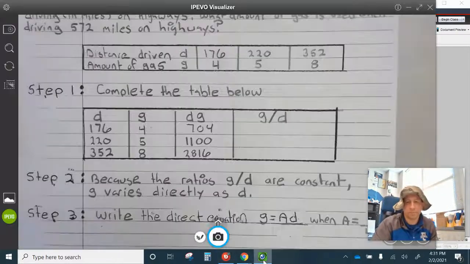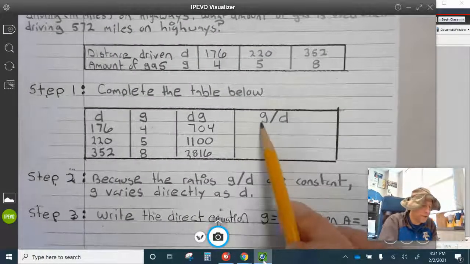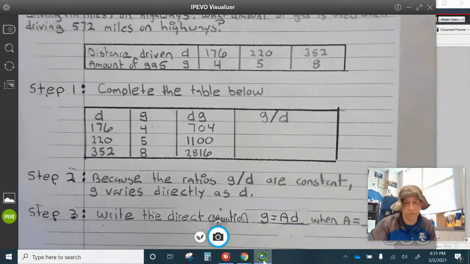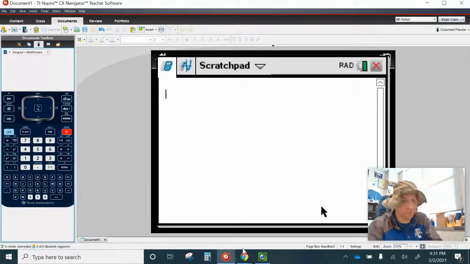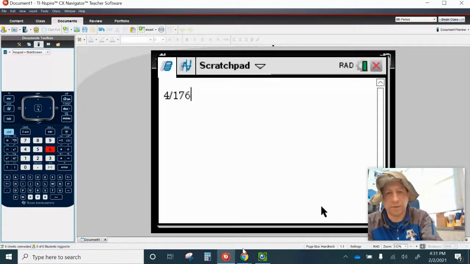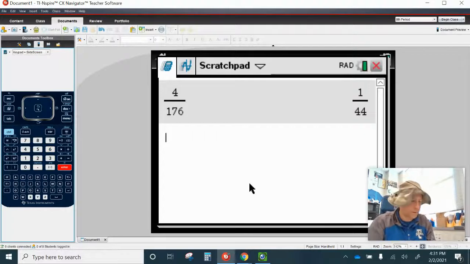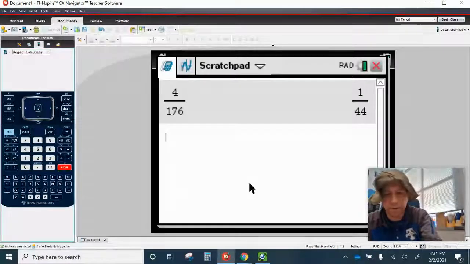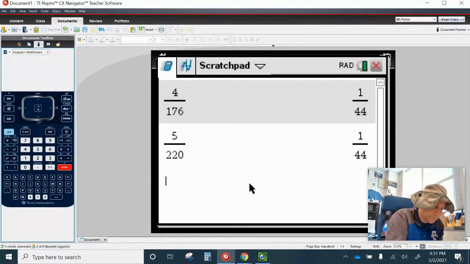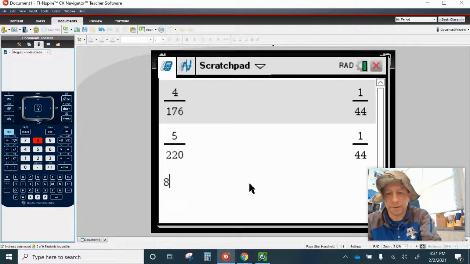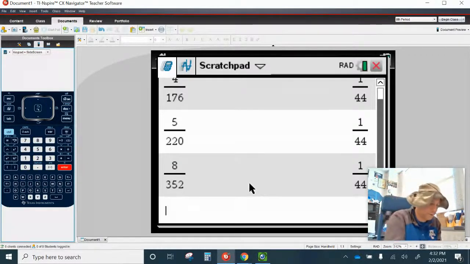Okay, so now we need to do G divided by D. Let's do that now. We can delete this. So that's 4 divided by 176, and that's 1 divided by 44, and we can leave that as a fraction. Then 5 divided by 220 is 1 divided by 44. And then 8 divided by 352 is 1 divided by 44.